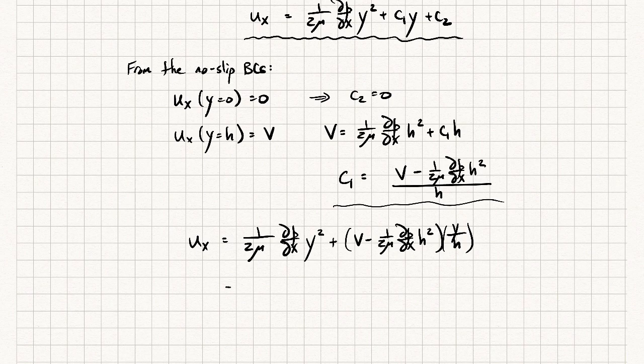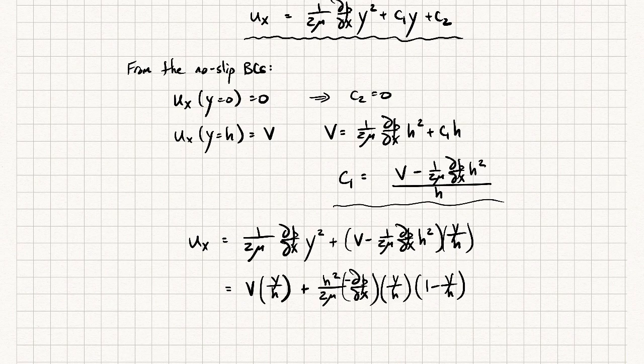This will end up looking like, what I'm going to do is just write this term with the V separately and then gather the dp/dx terms together. So we'll have a V times y over h, plus an h squared all over 2 mu times dp/dx, times a y over h, times a 1 minus y over h. I think I've done that. Oh, there's a minus sign in here.